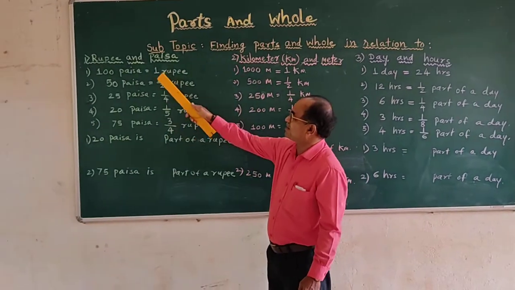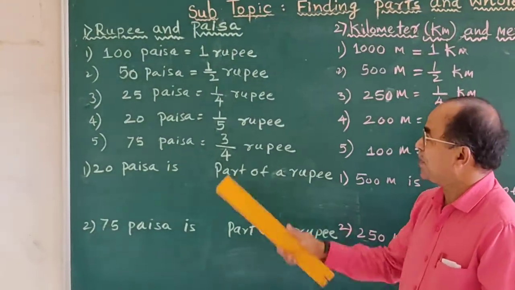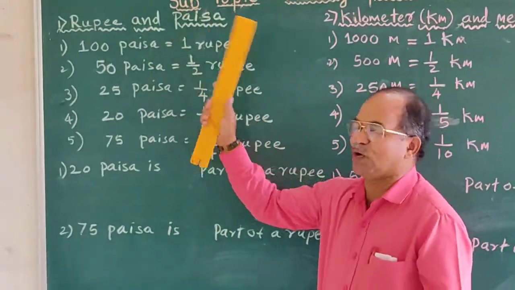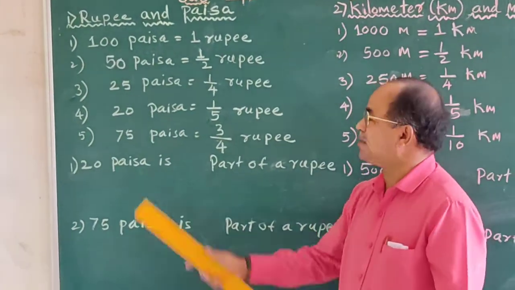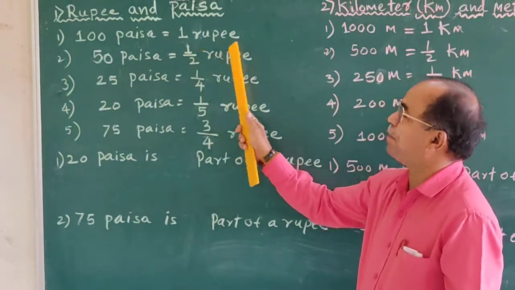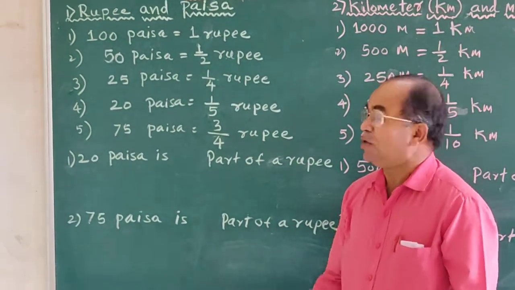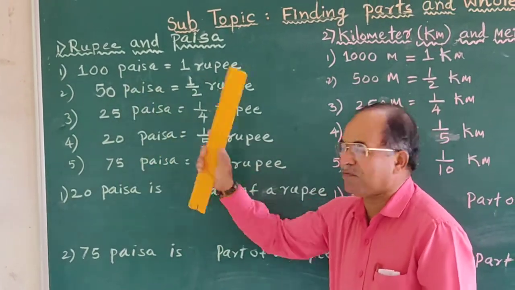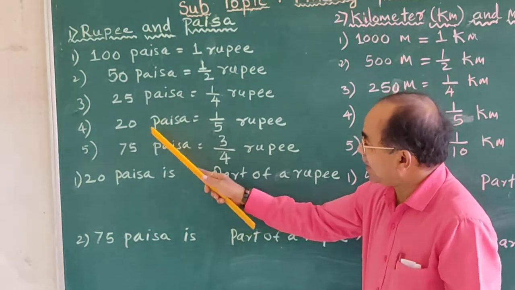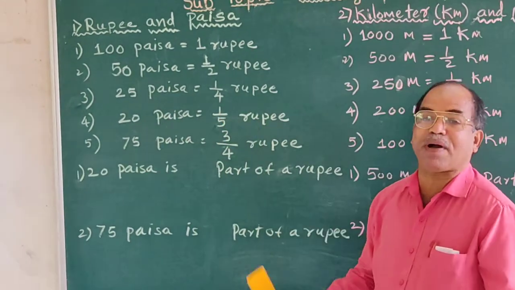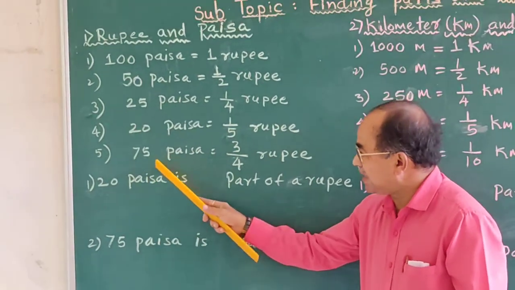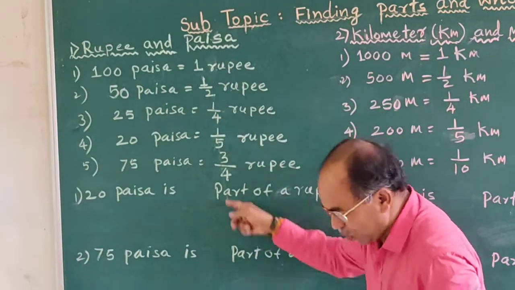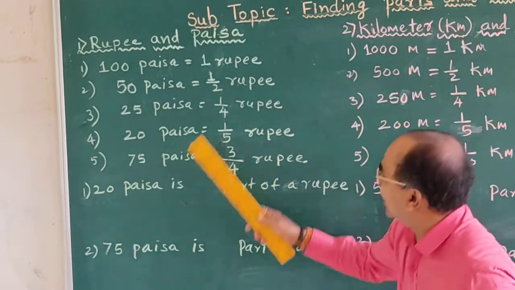So first we will discuss in relation to rupee and paisa. In standard 4 you know that 1 rupee is equal to 100 paisa. That means 50 paisa is a half part of rupee or half rupee. 25 paisa is a 1/4 part of rupee because 25 is half of 50. Then 20 paisa is a 1/5 part of rupee, and similarly 75 paisa is a 3/4 part of rupee. So this part we have all discussed in the last topic.